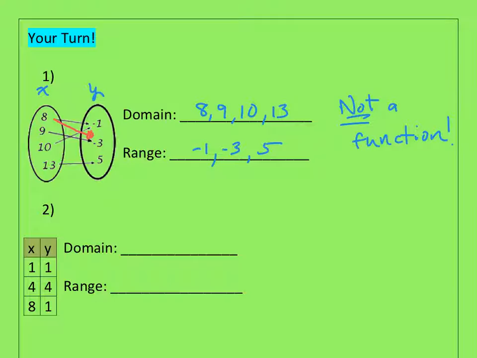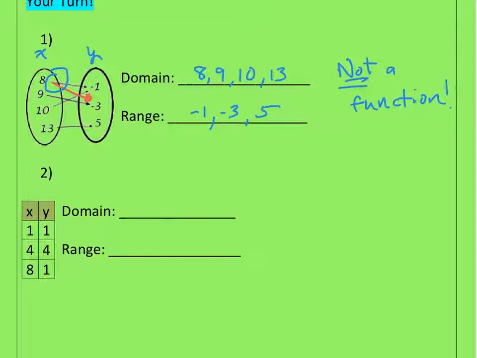And I want to point out also that even though there are 2 y values that repeat here, once I added that red line, it doesn't matter if the y values repeat. It only matters if those x values repeat. So we're going to circle that because that's the reason why it's not a function.